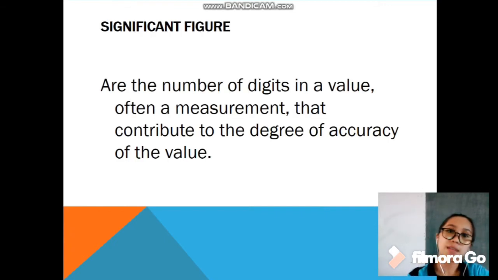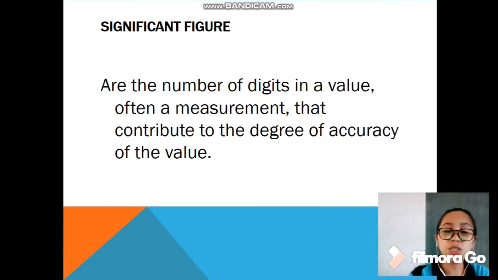Now let's go to significant figures. These are the numbers of digits in a value. Often a measurement contributes to the degree of accuracy of the value. For example, if we have the final answer 1.12345678910 times 10 raised to some power, we can just round it off to the nearest 10 unless you are instructed to do the rounding off. But in significant figures, we can follow this in our exam.